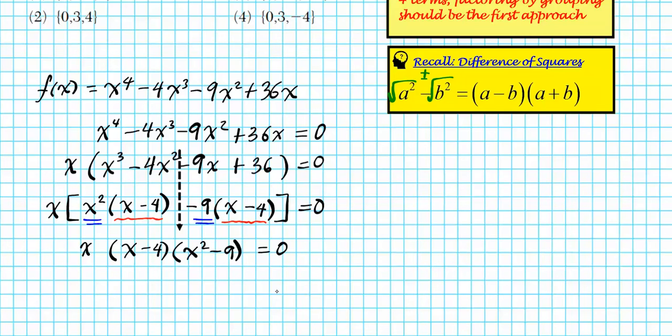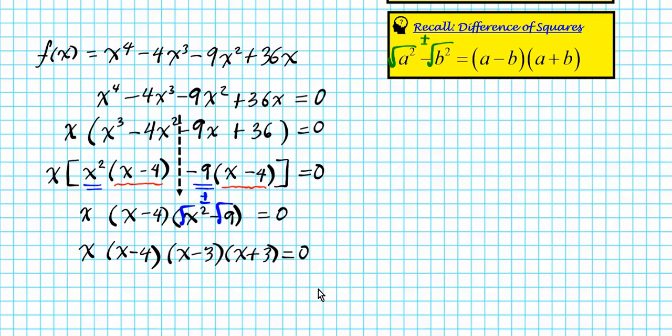Okay, so we're going to have x times x minus 4, times x minus 3 times x plus 3 equals 0. Now the next thing we're going to use is the zero product property, okay? So we're simply going to set every factor equal to 0 since the product of the factors is equal to 0. So x equals 0, x minus 4 equals 0, x minus 3 equals 0, and x plus 3 equals 0.